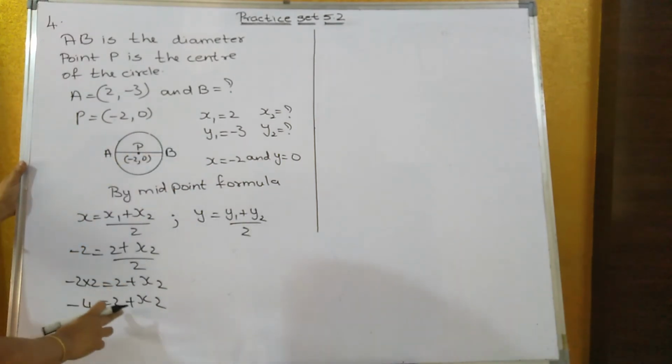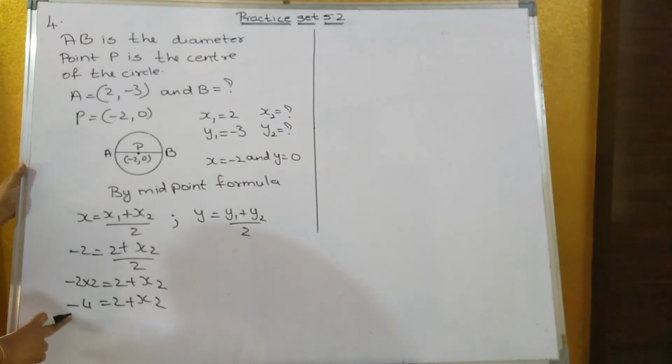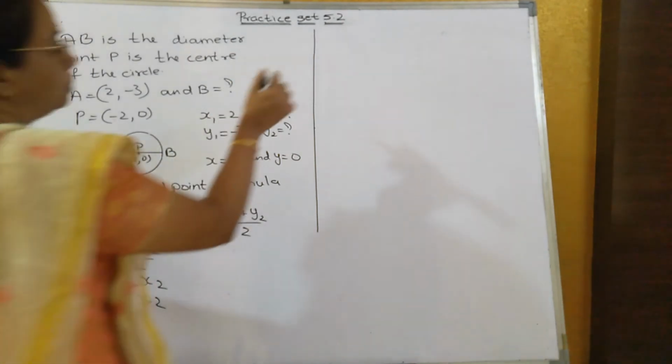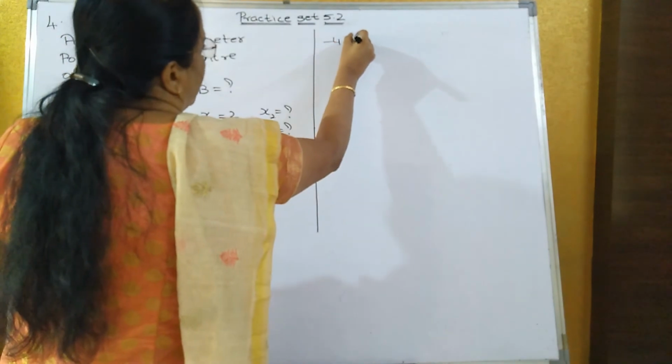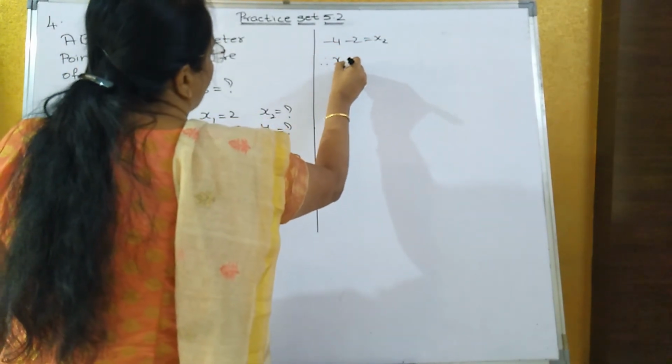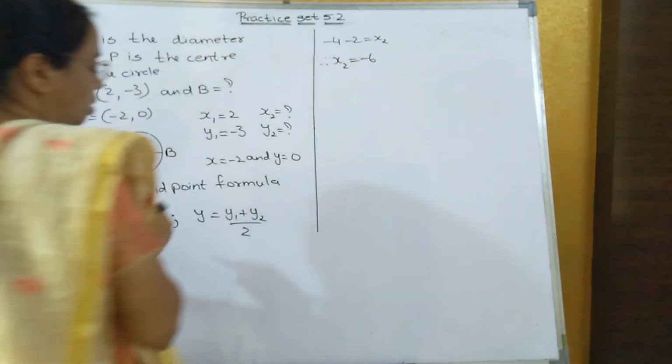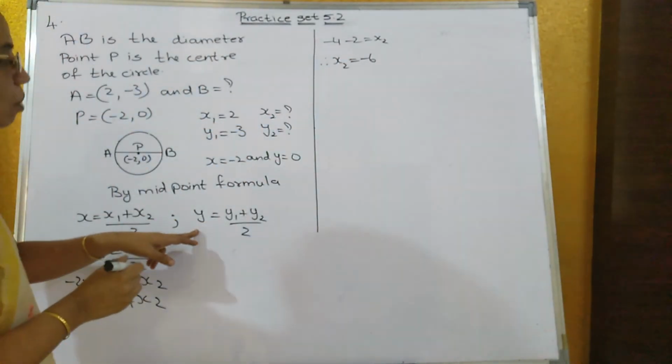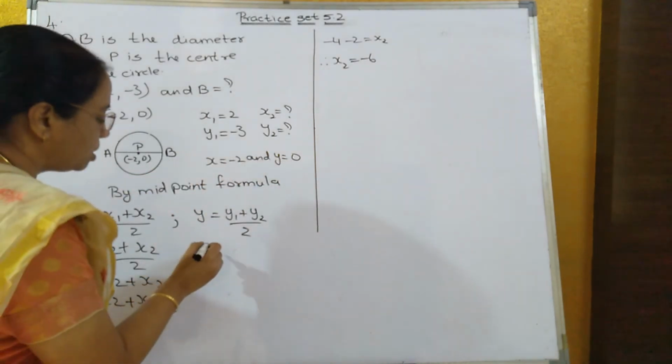Therefore, when you bring this 2 on this side, you will get minus 2. So minus 4 minus 2 is equal to x2. Therefore, x2 is equal to minus 6. Now you will find out y2. Now y is already given, y is equal to 0.